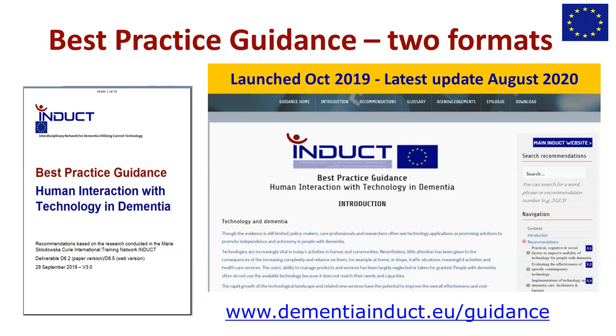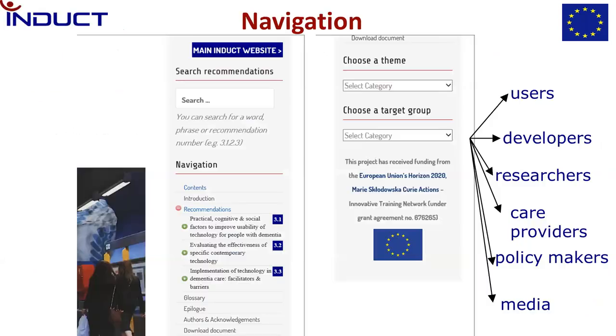And you can see the recommendations are in three groups around practical, cognitive and social effectiveness, and also implementation, facilitators, and barriers. So there's two formats to that. And those are the particular areas where you can start to search the recommendations. And you can go on to select which target group you want, whether you're looking from the point of view of user of technology, developer, researcher, care provider, policymakers, or the media. That's very hands-on.